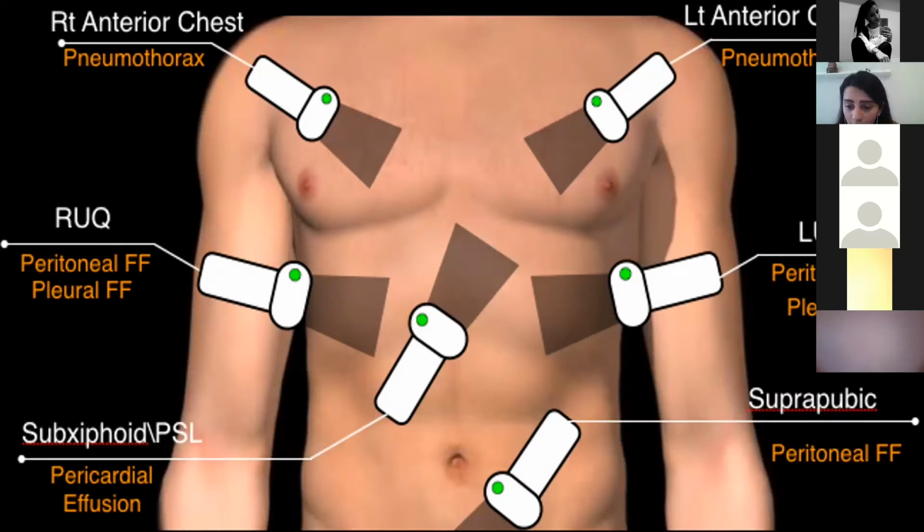The areas you look in the EFAST exam are the right upper quadrant, the left upper quadrant of the abdomen, the subxiphoid space where you look at the heart, the suprapubic space where you look at the bladder, and then you look at the right and left chest to assess for pneumothorax using your ultrasound.